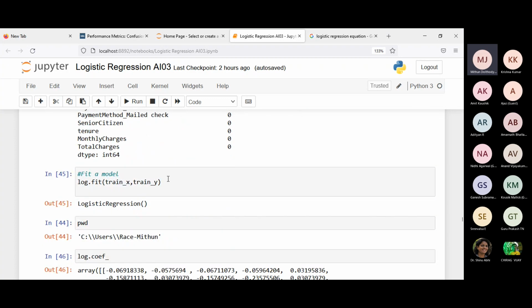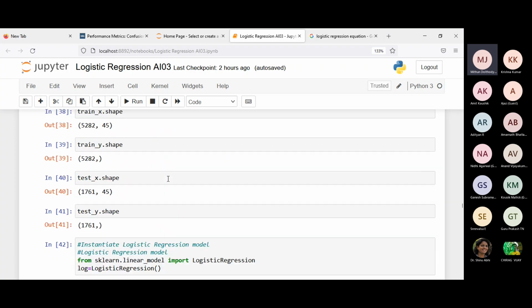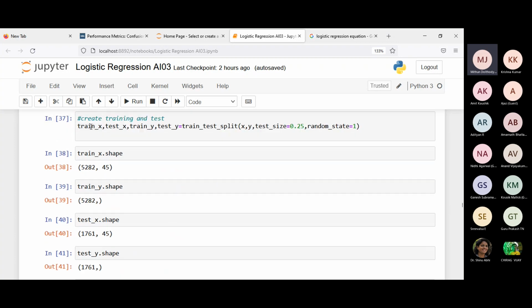Then make sure that you're checking the size of the data set, right? If training_x has 5082, then training_y should have 5082. If one of them has missing cases, your model will not run. You'll get into a lot of trouble. Test_x, 1761 here, 1761 here.